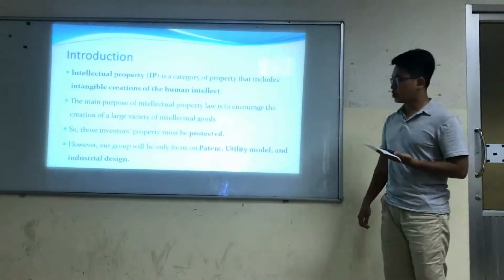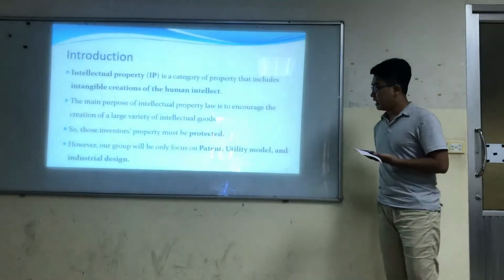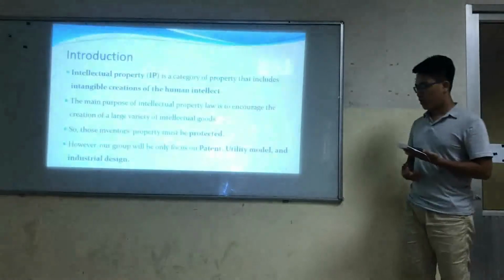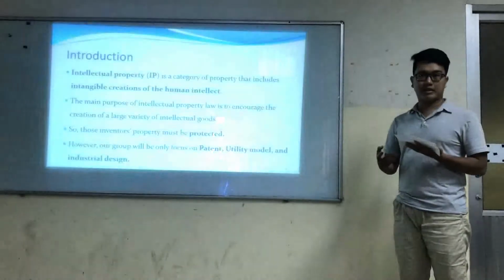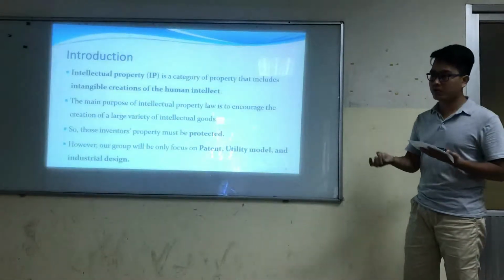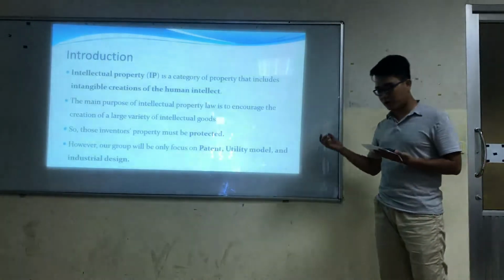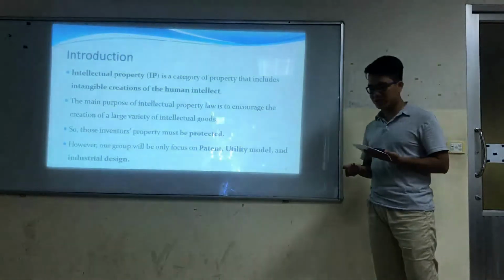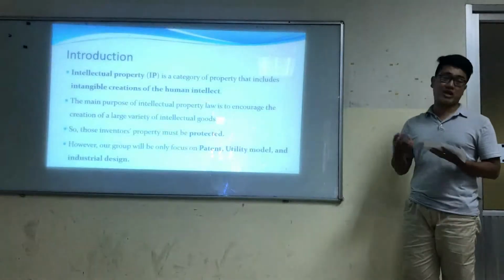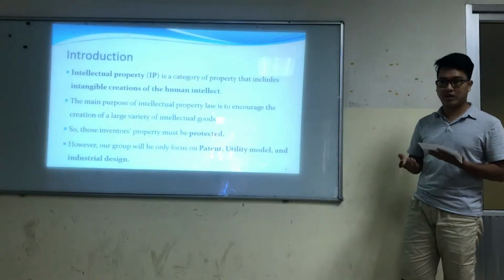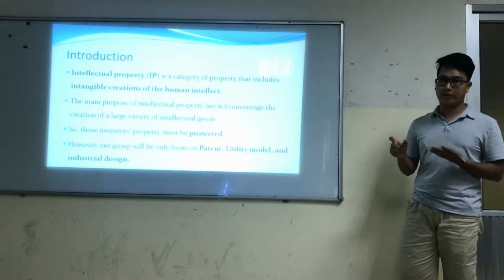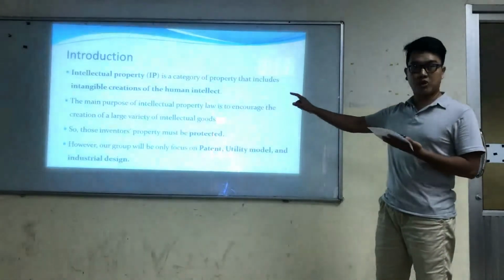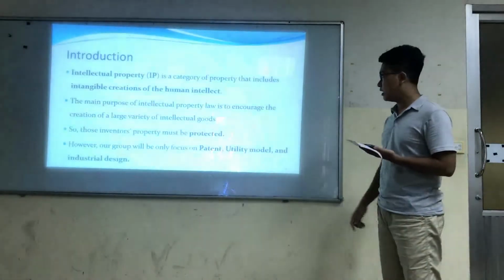So intellectual property is a category of property. We have immovable or movable property, and intellectual property is one of them. But intellectual property is invisible, which means that you cannot see it, but you know it. You know that some people have those properties. They are intangible creations of the human intellect.